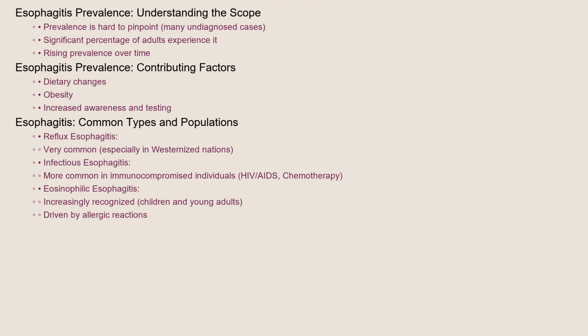Understanding how common esophagitis is can help put the condition into perspective. While exact prevalence figures are difficult to determine due to many cases going undiagnosed, it's estimated that a significant percentage of the adult population experiences some form of esophagitis. Acid reflux, the leading cause, is very common. Reflux esophagitis is prevalent in westernized nations. Infectious esophagitis is more common in individuals with weakened immune systems, such as those with HIV, AIDS, or undergoing chemotherapy.